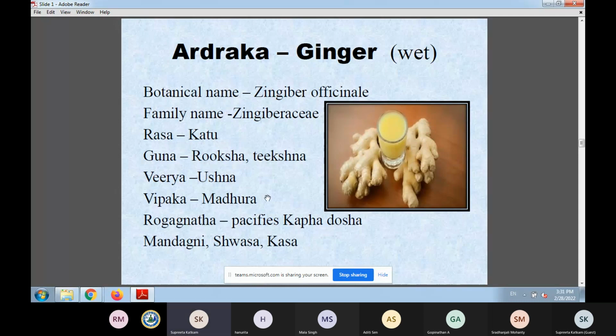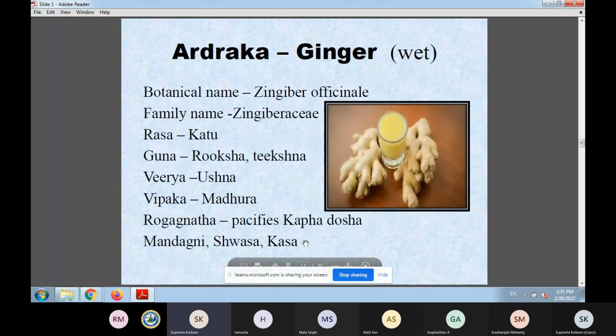Here there is a slight difference. Katu, Tikta and Kashaya Rasas have to undergo Katu Vipaka, but this is undergoing Madhura Vipaka. Just remember this as it is. Don't break your head much. It pacifies Kapha dosha. It is indicated in Mandagni, Shwasa and Kasa.